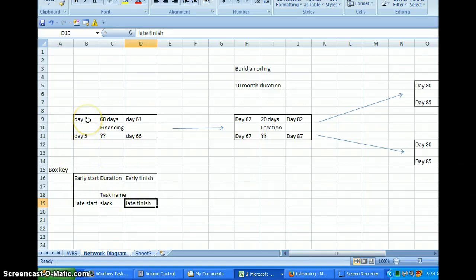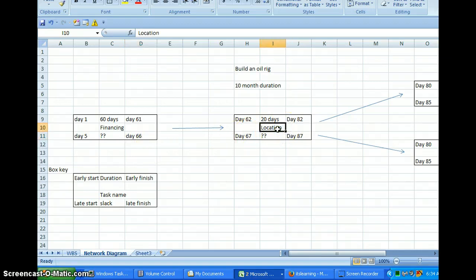So we start financing, day 1. We figure 60 days to line up the bank loans and investors and be done by day 61. Late start, meaning stuff isn't printed on time, you're still trying to figure out strategies. Day 5, you don't know what kind of slack time you're going to have as far as flexibility. And it finishes on day 66. That's late finish. Then you move over to location.